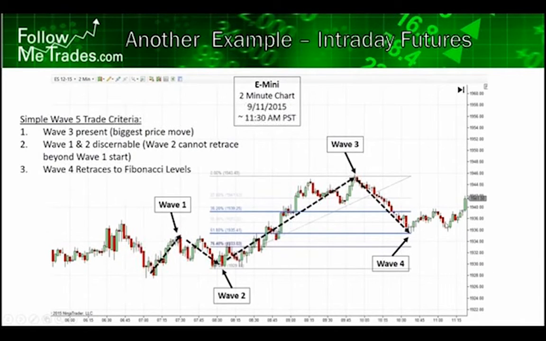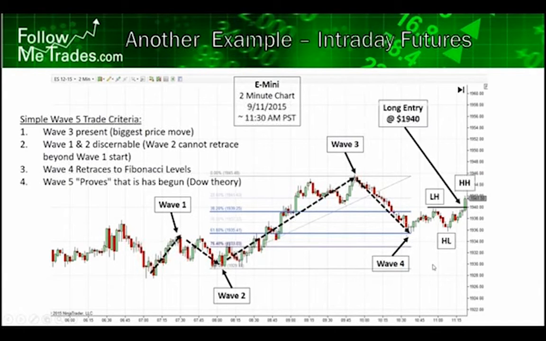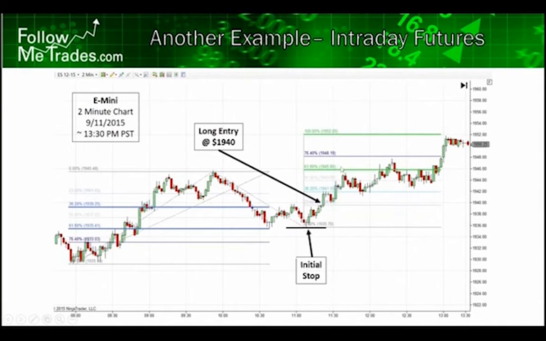And now we need to see a new high, higher high, higher low, and then take out the high, right? There it is. There it is. So we take this trade right there, long entry 1940 on the ES, and we expect it to go up into the Fibonacci extension zone, into wave 5. And boom, there it goes.